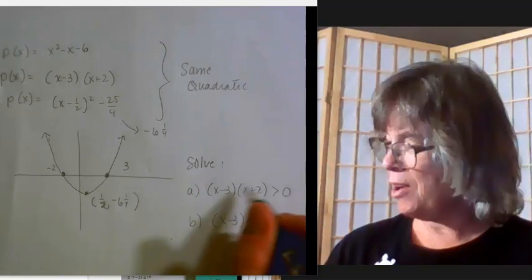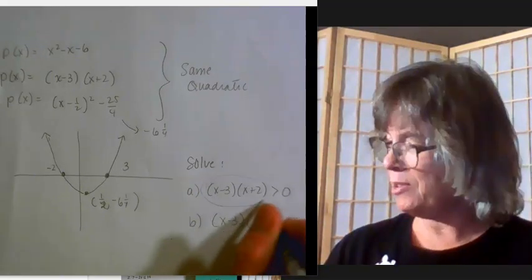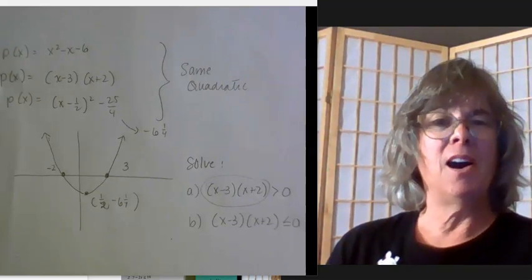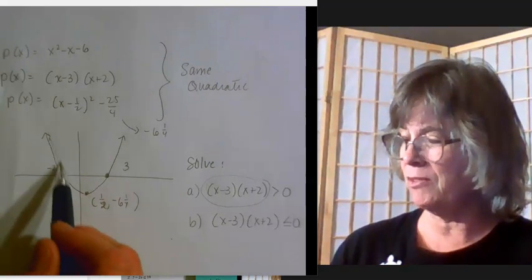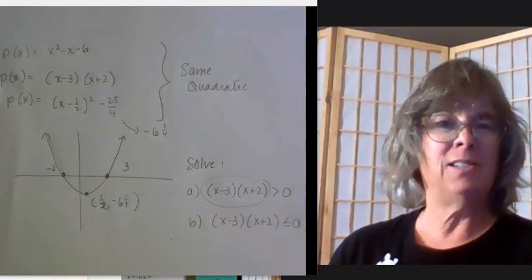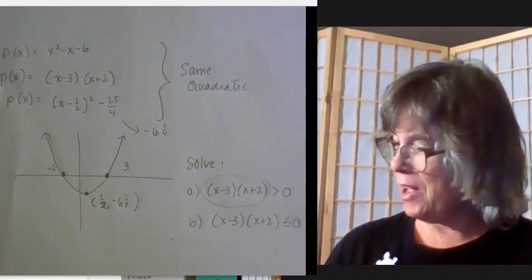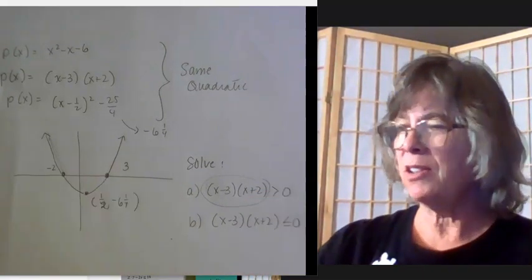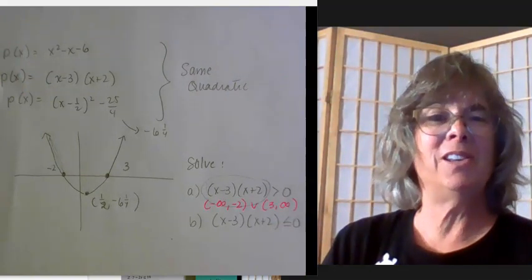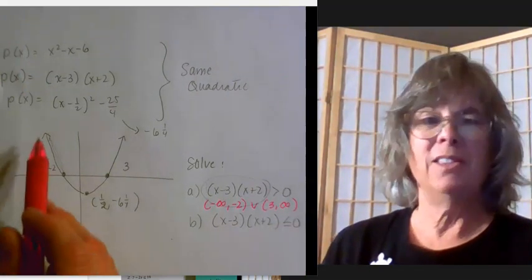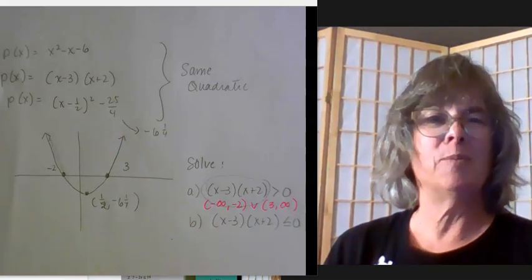for where this represents p of x, or the y value, where that expression is above the x-axis. And I can look at this graph and say these are the values where y is positive here. So I can say in terms of the x values, and let me actually put this in a color. And here in pink is interval notation representing where this is above the x-axis or positive.